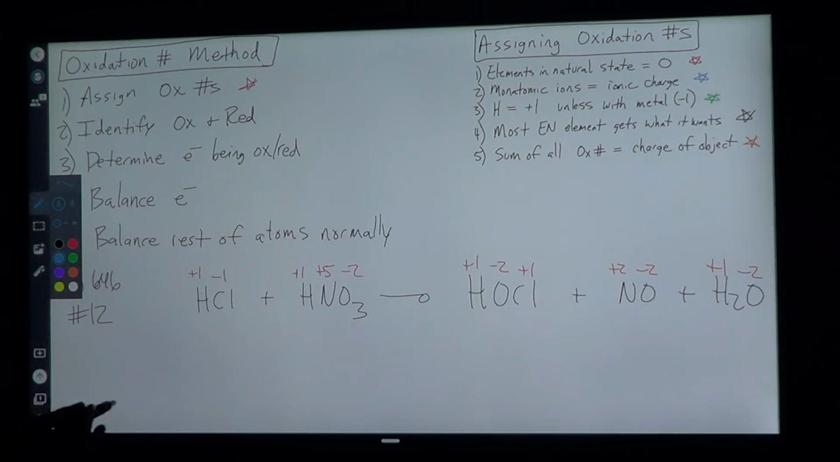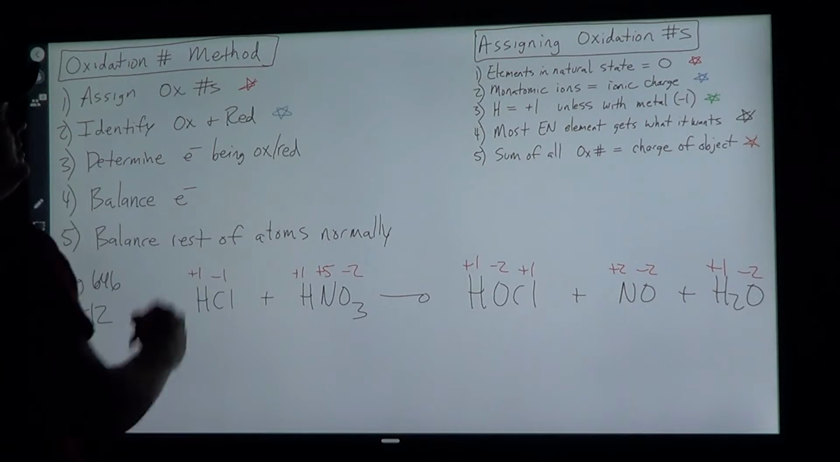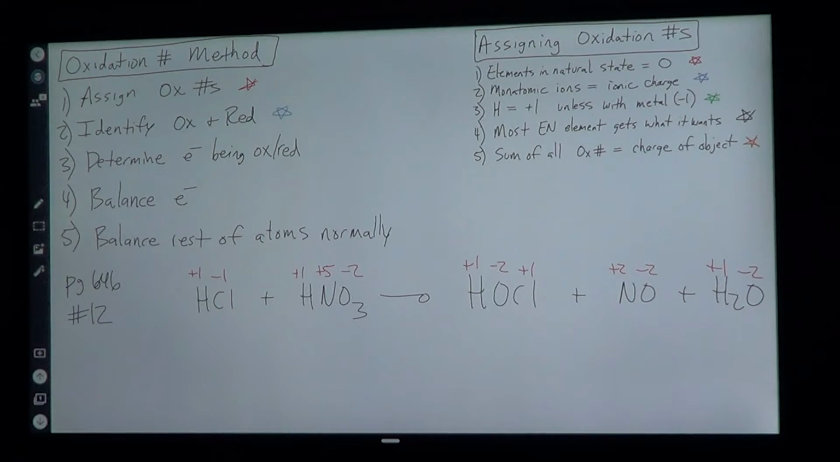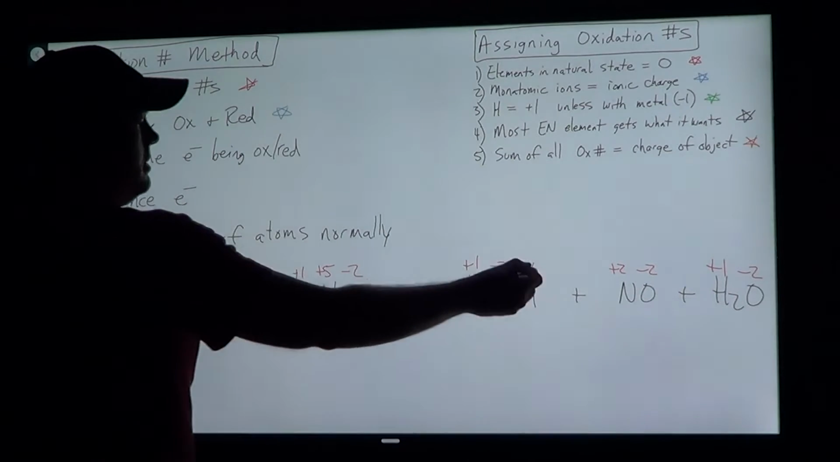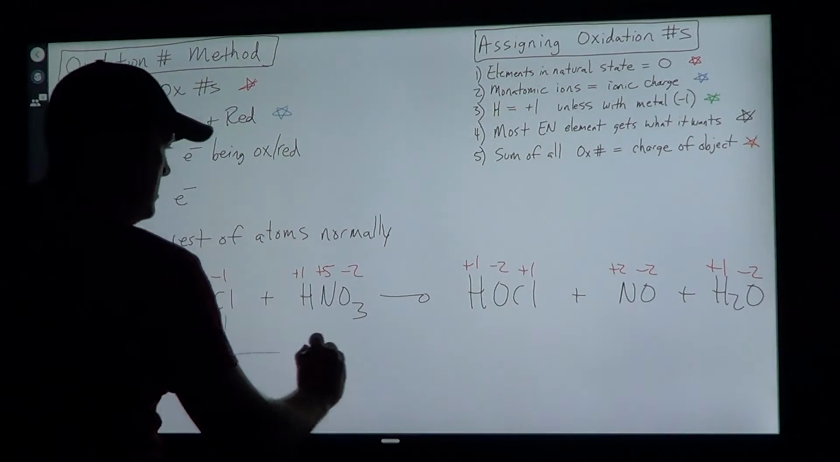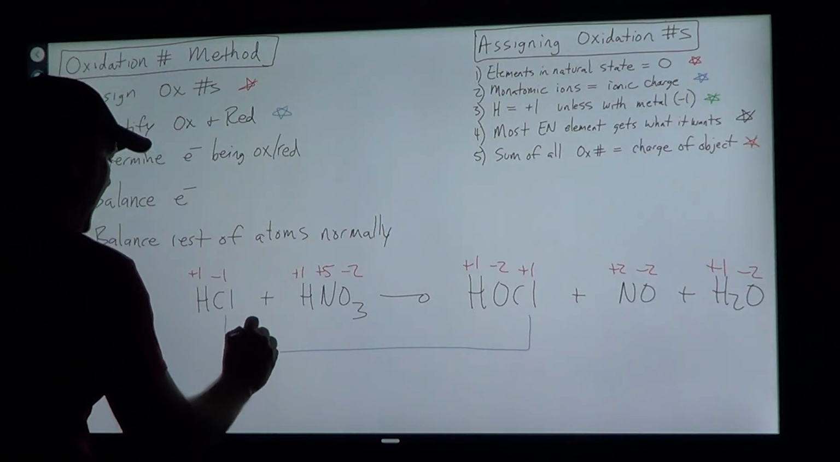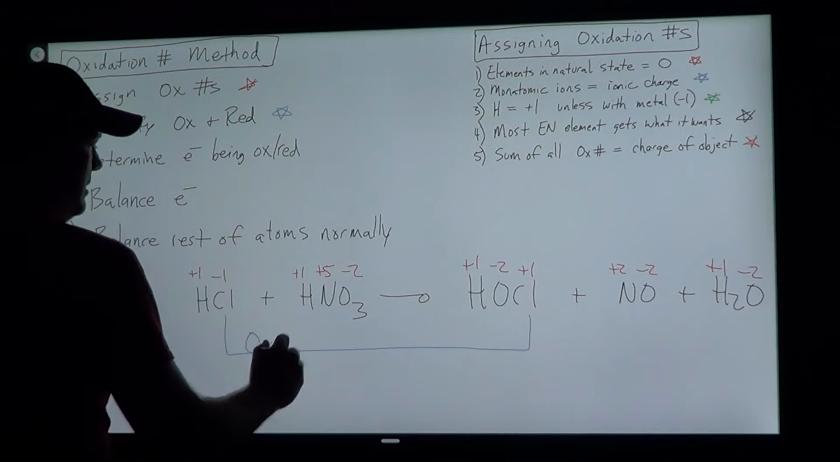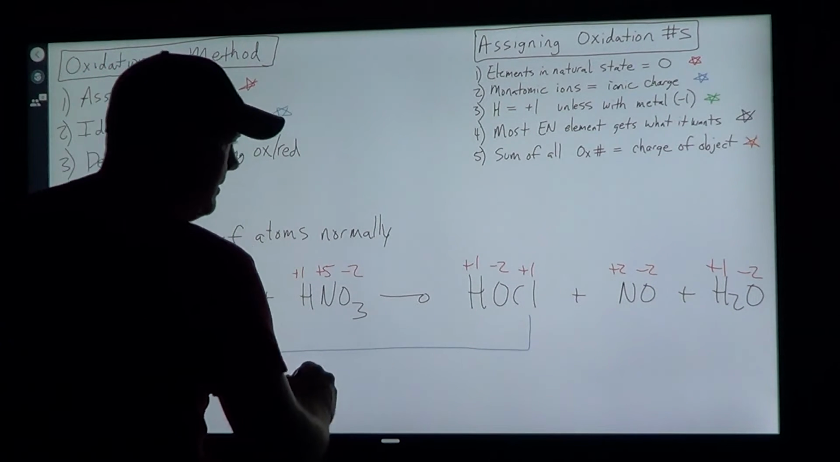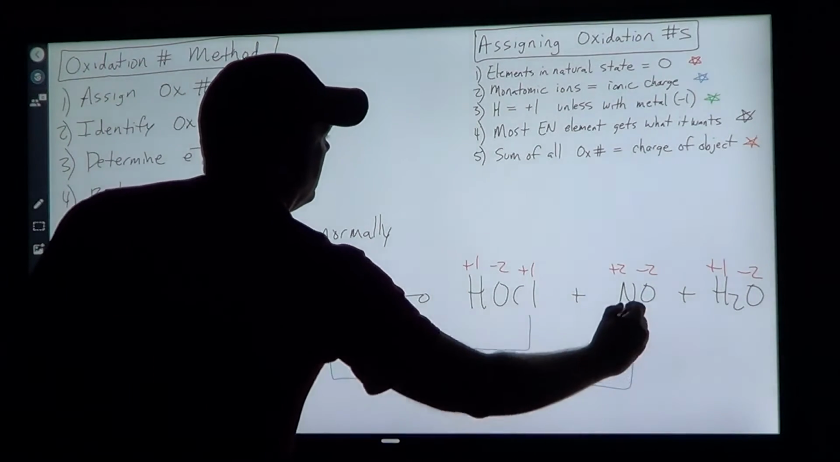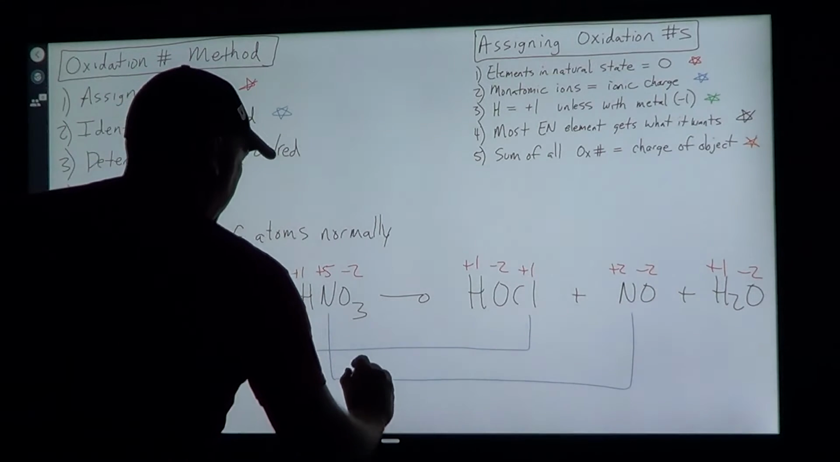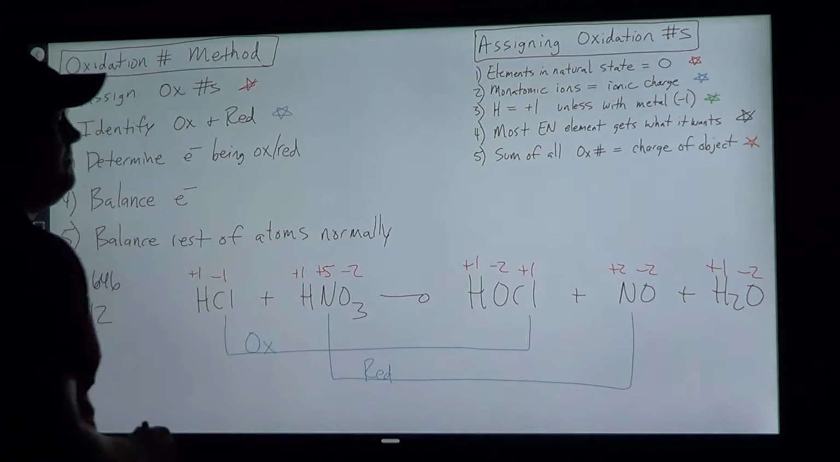Okay? Second step, identify oxidation and reduction. Okay? So you got to look at the thing and figure out who's going up. This chlorine is going from -1 up to +1. So it's being oxidized. Okay? The nitrogens are going from 5 all the way down to 2. So they are being reduced.